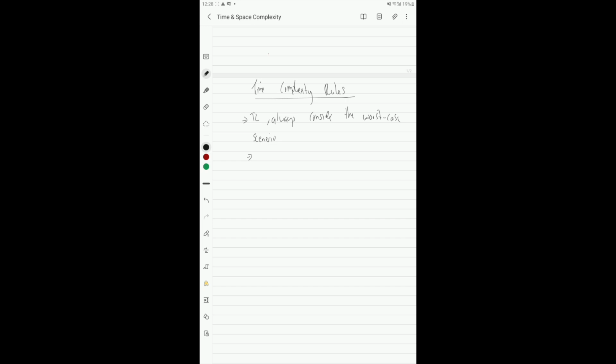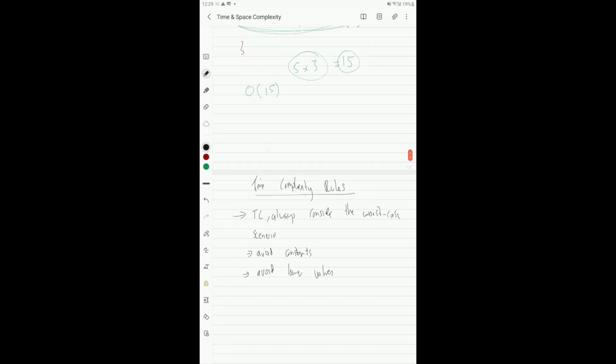B, you would have to avoid using constants. And C, you have to avoid also lower values. So the first one is considering the worst case scenario. Like I mentioned, big O notation takes into consideration the worst case scenario. Why?